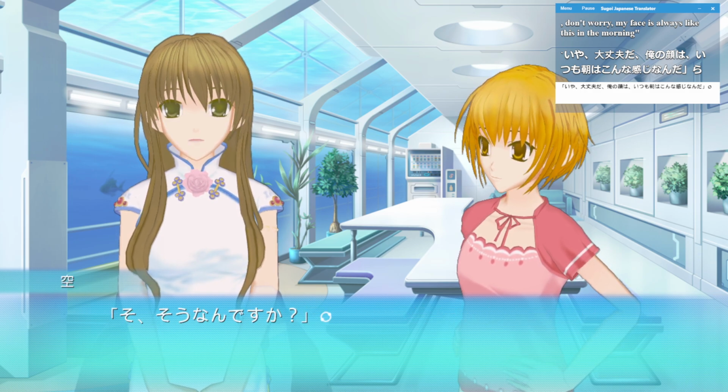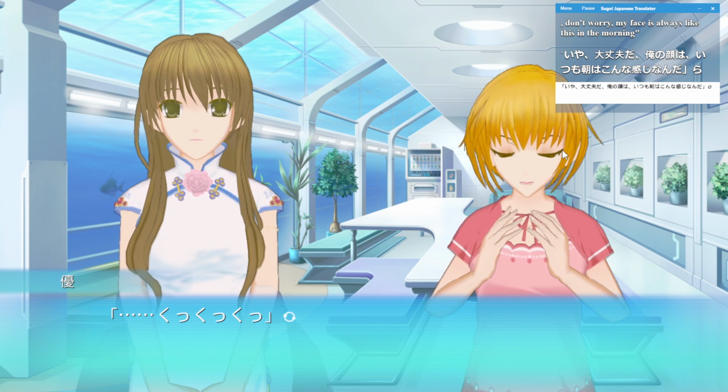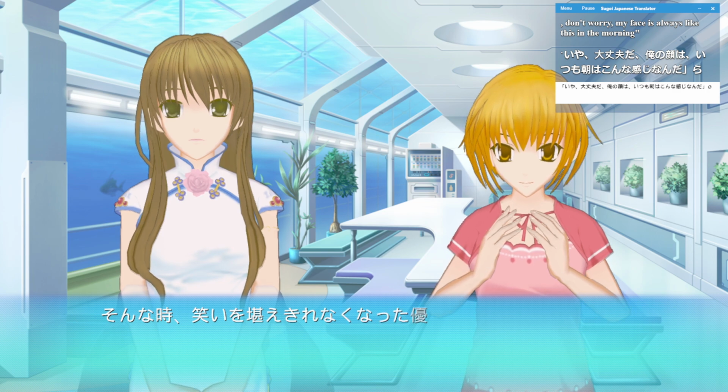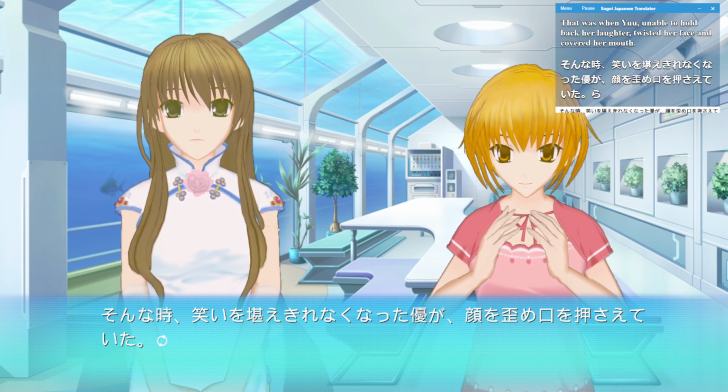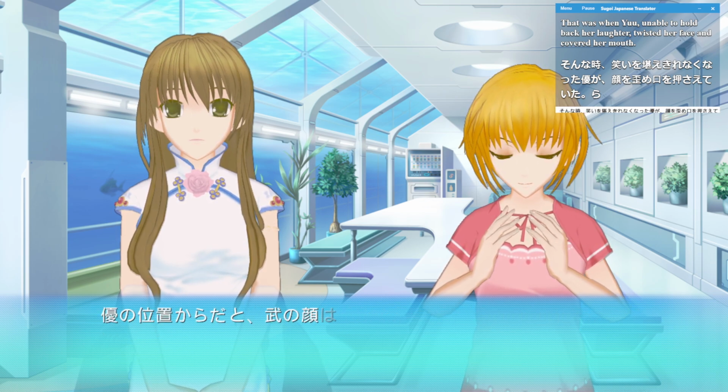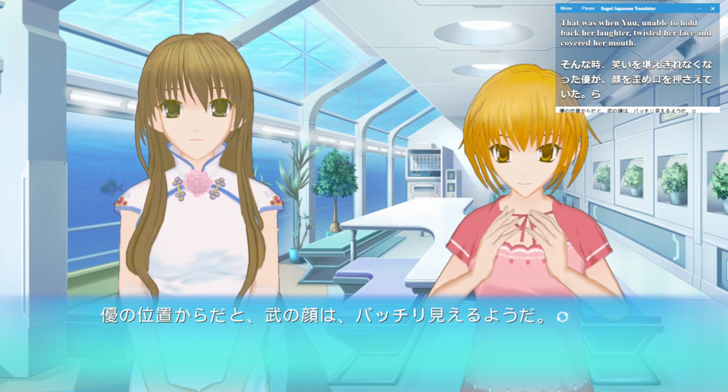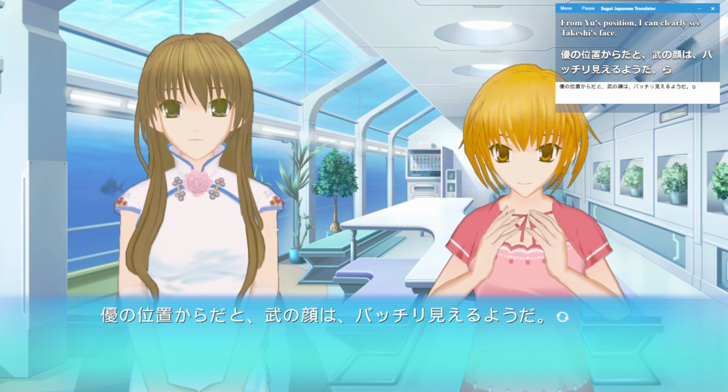Is that so? And then you just laughs. That was when you, unable to hold back her laughter, twisted her face and covered her mouth. From Yu's position, I can clearly see Takeshi. You could clearly see Takeshi's face.